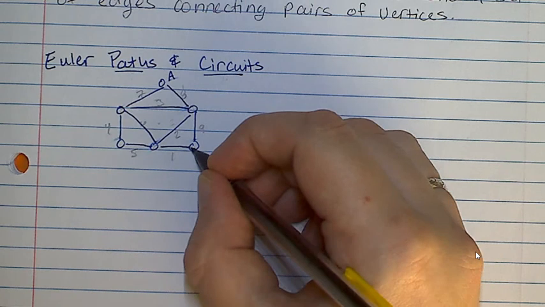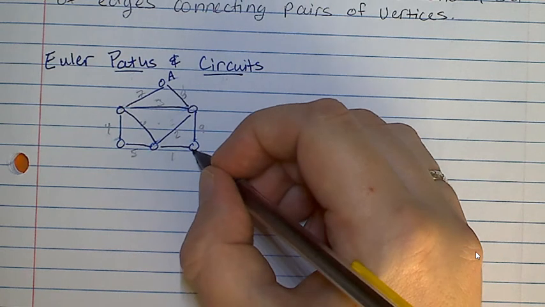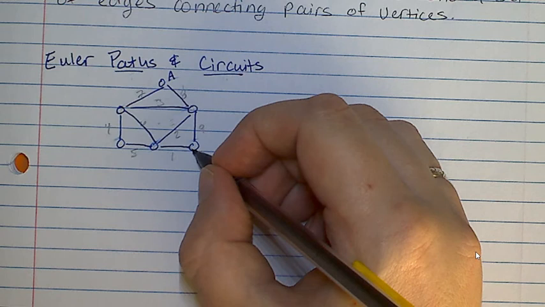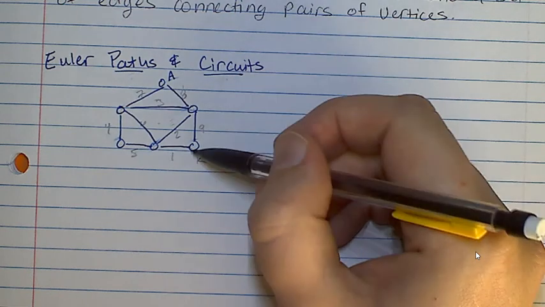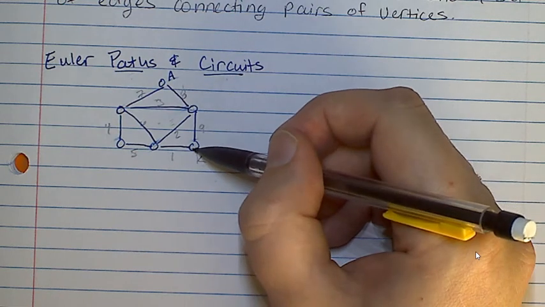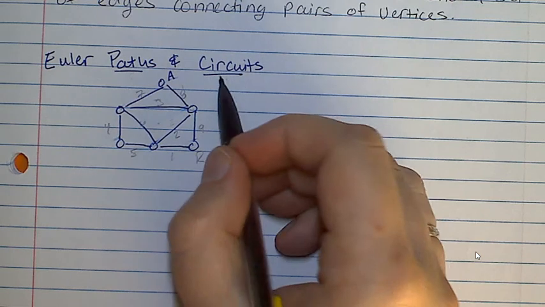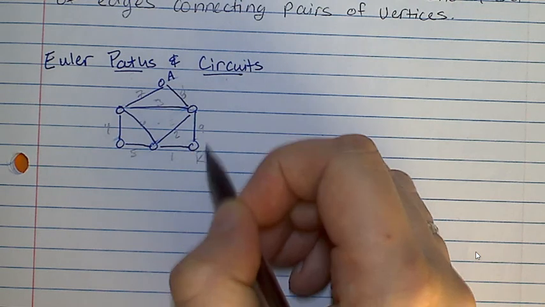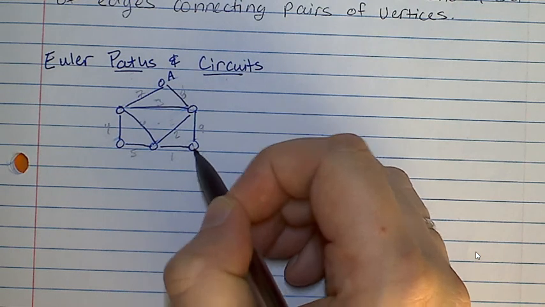So you ended at the same point that you started. So is this a path or a circuit? Circuit. Did you use each edge more than once? No. Okay. So it's a circuit, and we know it's a circuit because you ended at the same point that you started, and you used each edge only once.